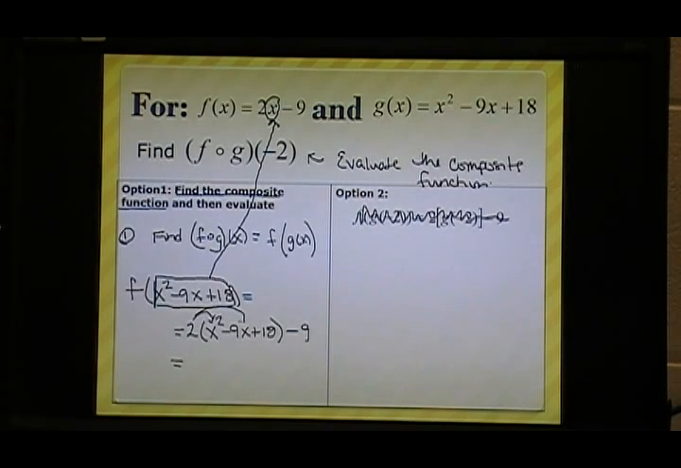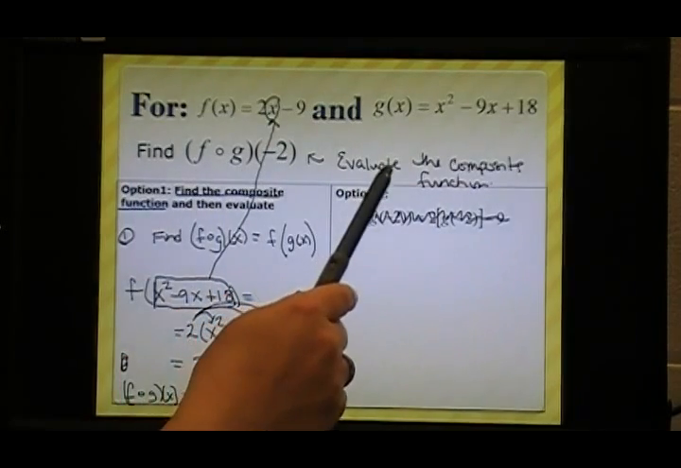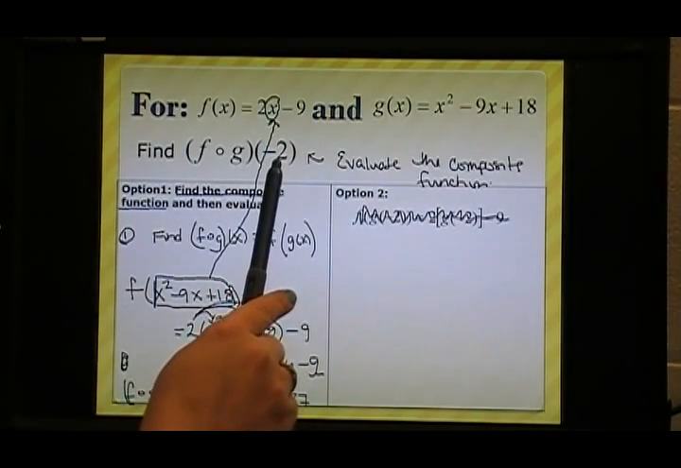Simplifying, so I'm going to distribute the 2. I've got 2x squared minus 18x plus 36 minus 9, and 36 minus 9, doing our simplification, we get 27. So that's 2x squared minus 18x plus 27. Okay, so this is the composite function. This is f composed of g. This says evaluate the composite function for an x value of -2.